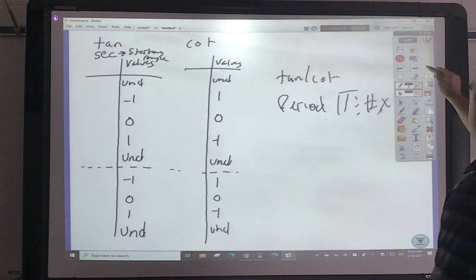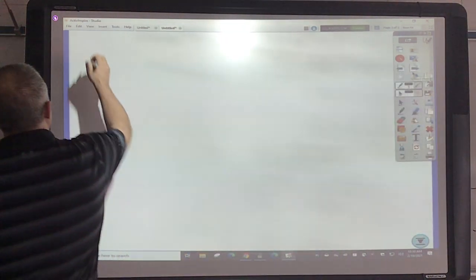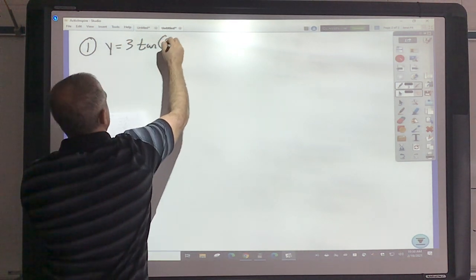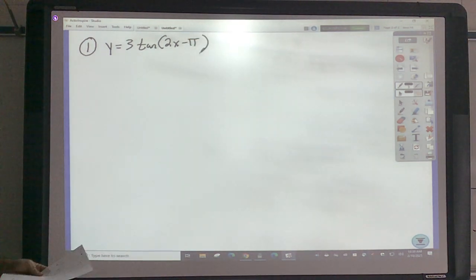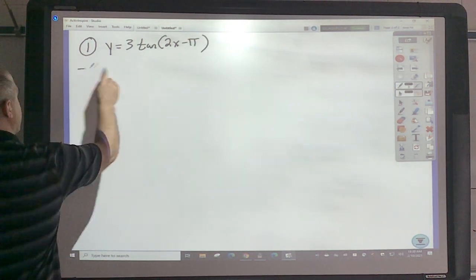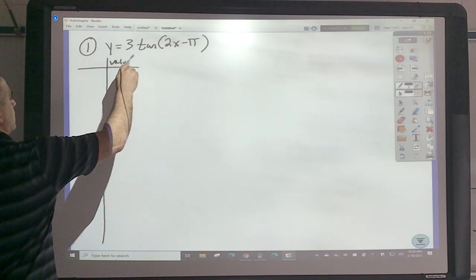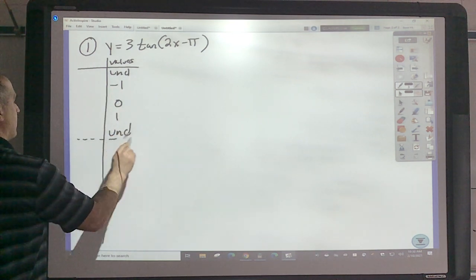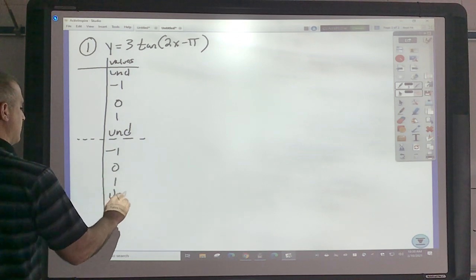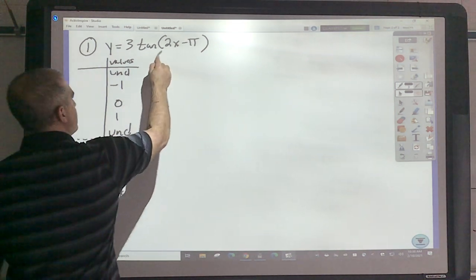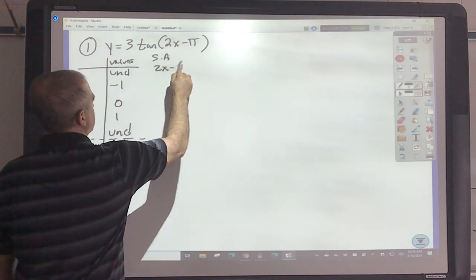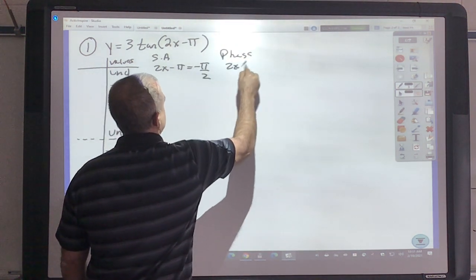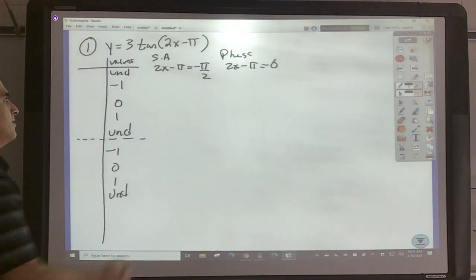Okay? All right? So let's do an example here of a problem. Let's say I got y equals 3 tan of 2x minus pi. So I want to start with my values. So that's going to be undefined, -1, 0, 1, undefined. To find my starting angle, I'm going to take 2x minus pi equaling -pi/2. To find the phase shift, I would just do 2x minus pi equaling 0. So what I would do is add pi.